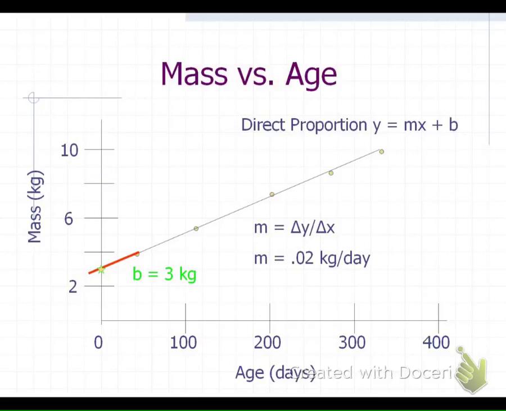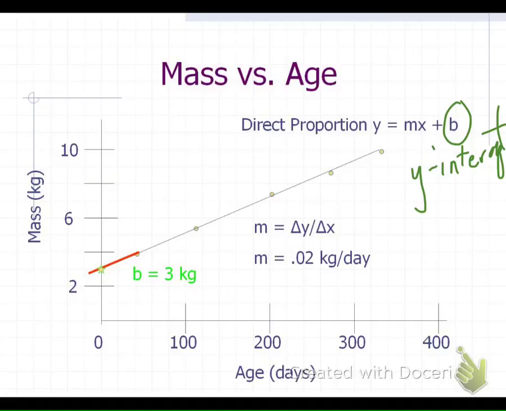We now need to find our y-intercept to plug in for the b. By extending the line to pass through the y-axis, we read the value from the graph for b as 3 kilograms. We are not doing any math to calculate the b. We are reading it directly from the graph.